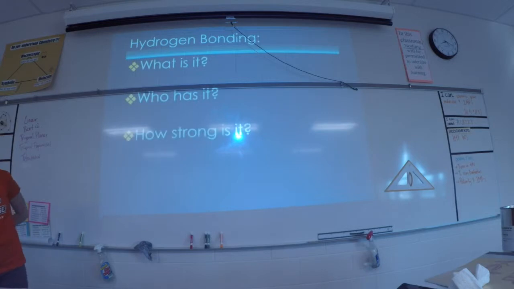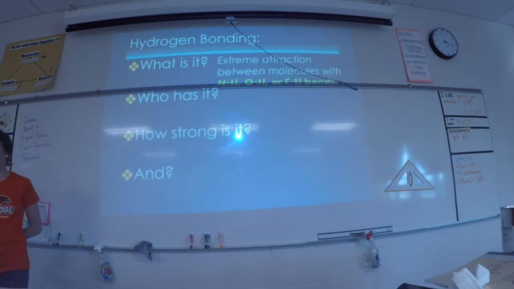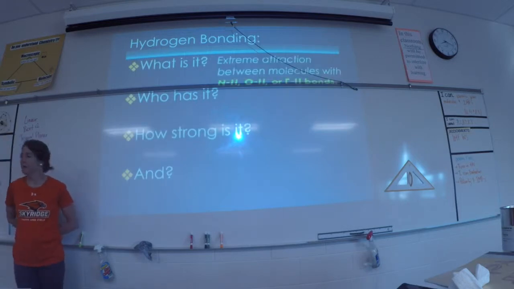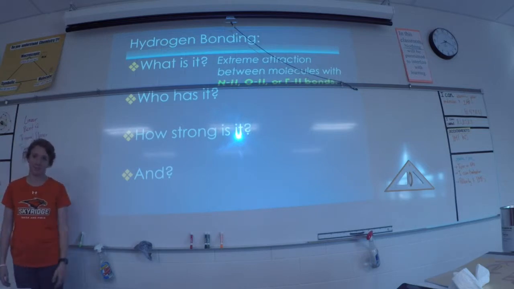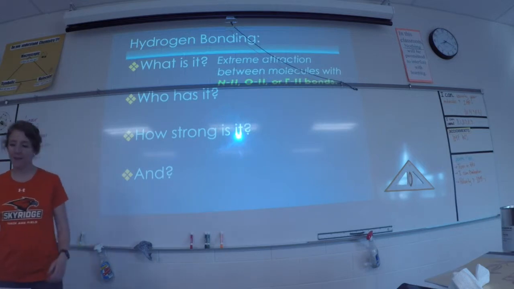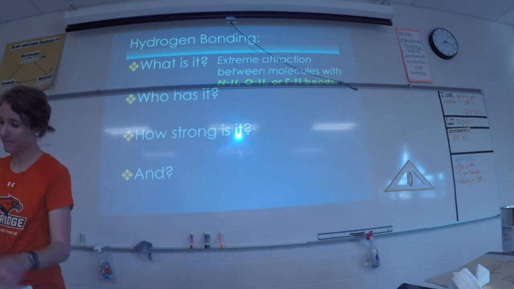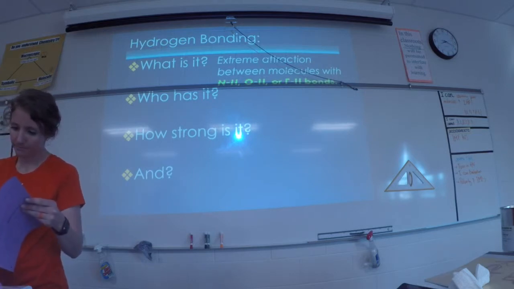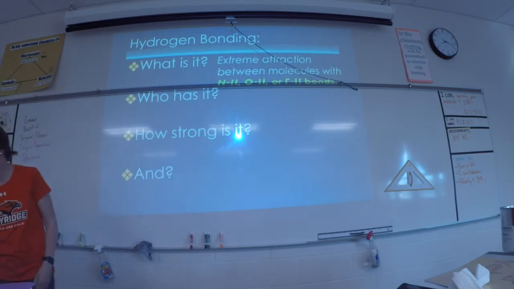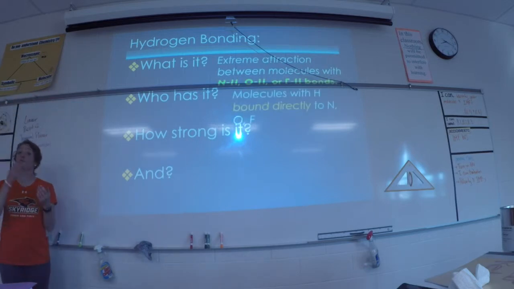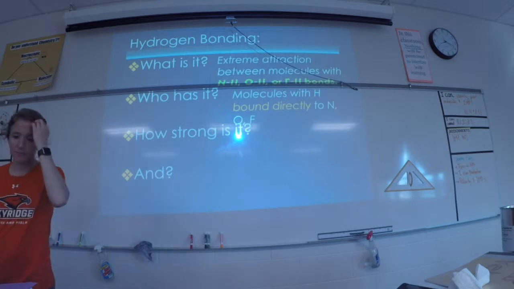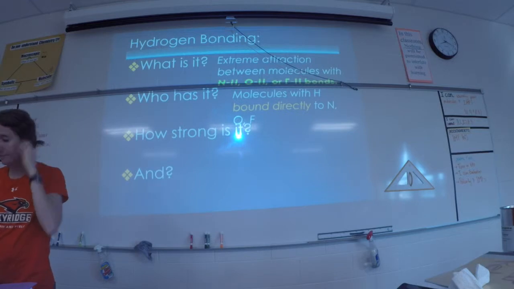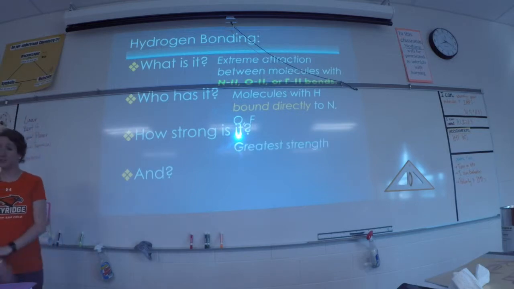And then finally, our hydrogen bonding. This is our extreme attraction. It's the strongest of them all. But you have a very set requirement: it has to be N to H, O to H, or F to H bonds. If you don't have those, you can't have hydrogen bonding. Once again, the molecules that have it have to be bonded directly to one of those 3. Okay, have to have a direct bond between those 3. It is the greatest strength of all 3.